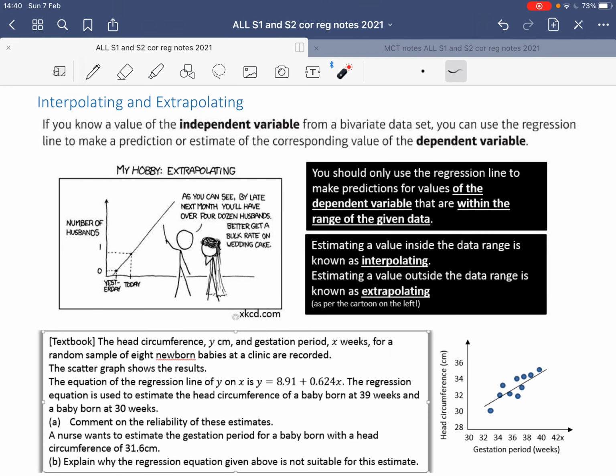Okay, interpolating and extrapolating. So interpolating, we've talked about this before, interpolating is working within the data, making predictions, but it's within that set of data that you've already had. Extrapolating is going outside of the data, and you've always got to be aware of extrapolating.